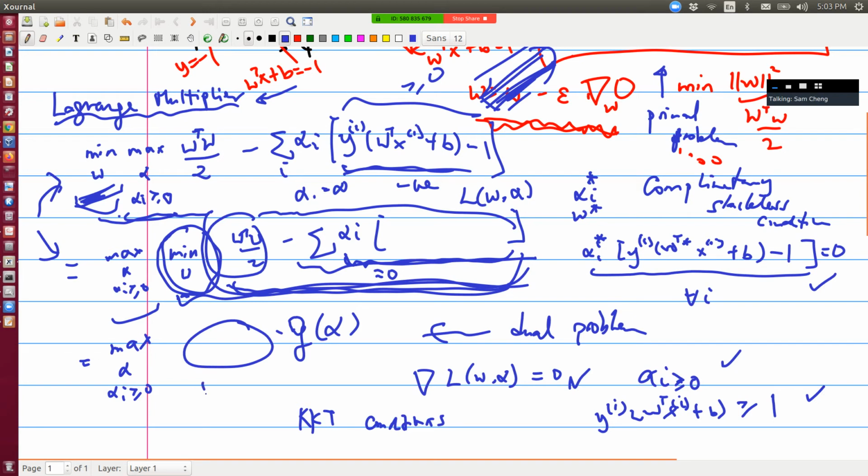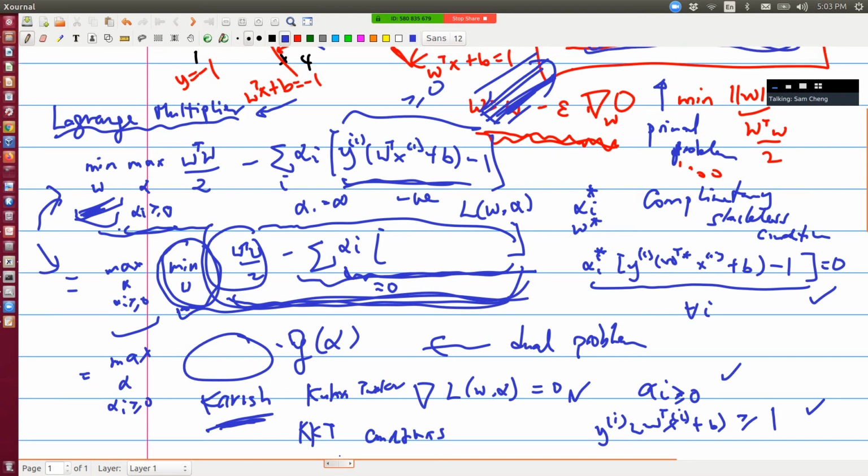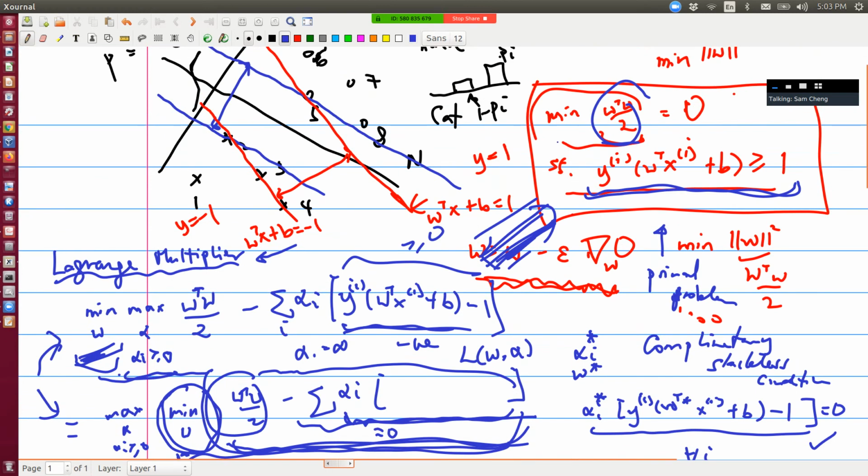There's a story for that. I think it's Karush, I forgot the name, Kuhn-Tucker. When I was in undergrad, it was called the Kuhn-Tucker condition. Then later on, someone realized that Karush had a master's thesis that worked on this earlier than whatever was published. So people put his name back, and now it's the KKT condition. It's a very nice master's thesis, and it's not very hard to prove, but as you can see, it's very general, right? Because it basically solves any kind of constrained optimization problem.